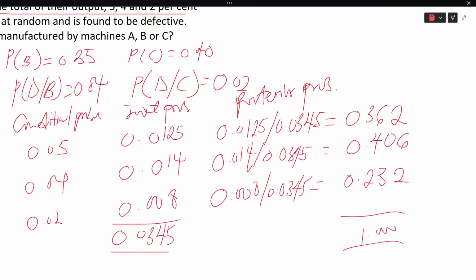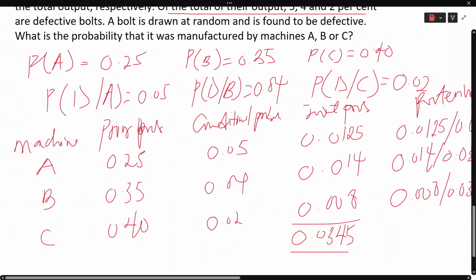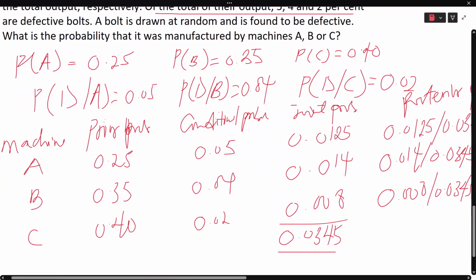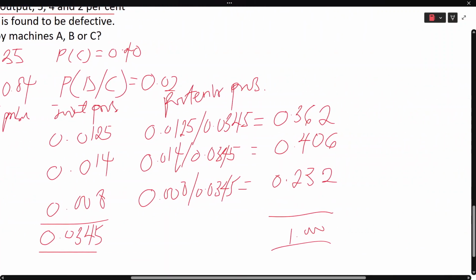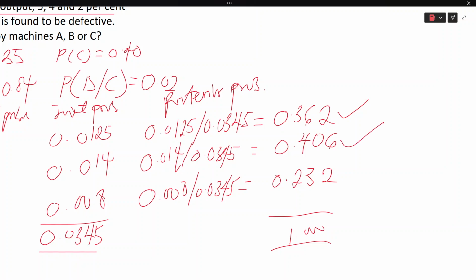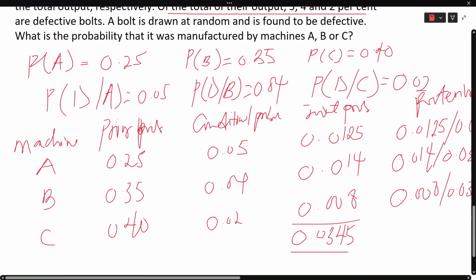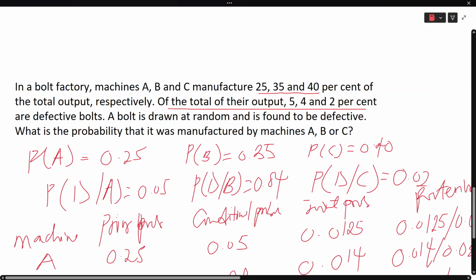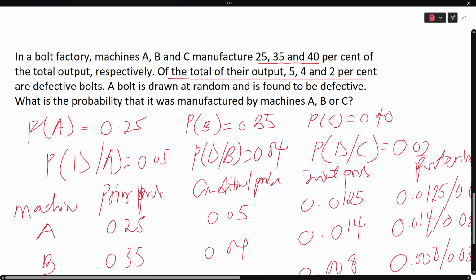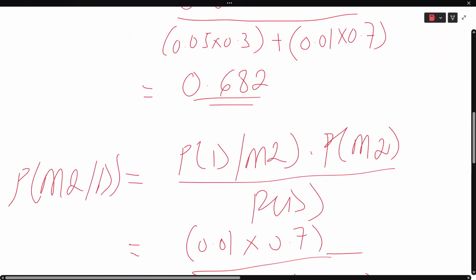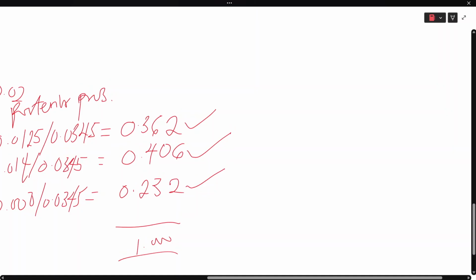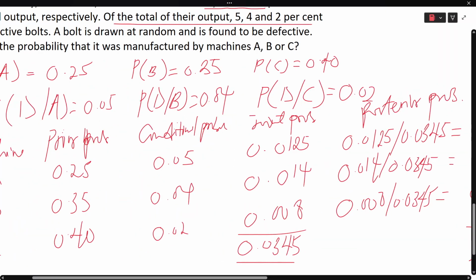All right. Now we are being asked, what is the probability that it was manufactured by machine A? Machine A is 0.36, machine B is 0.406, and machine C is 0.2332. Now try using the formula to solve and see whether you will get the same answer as your table.